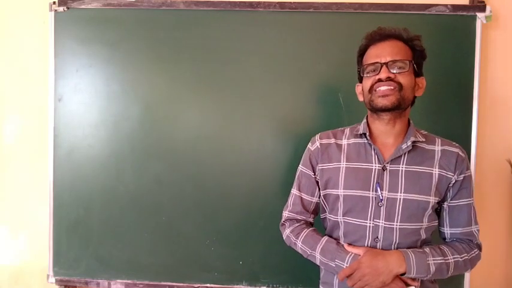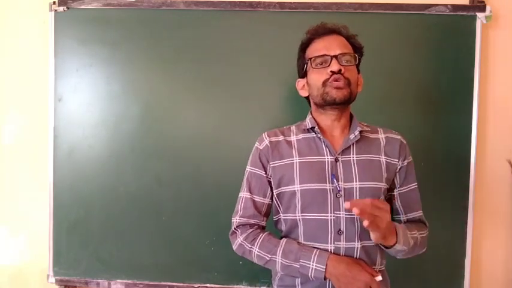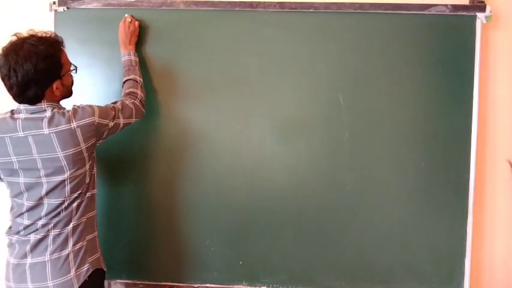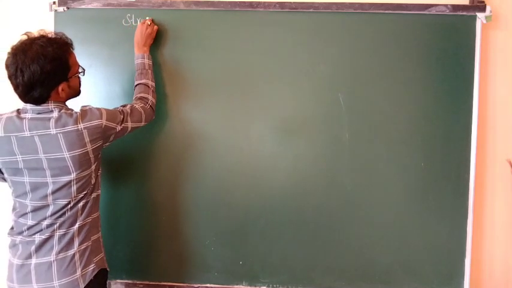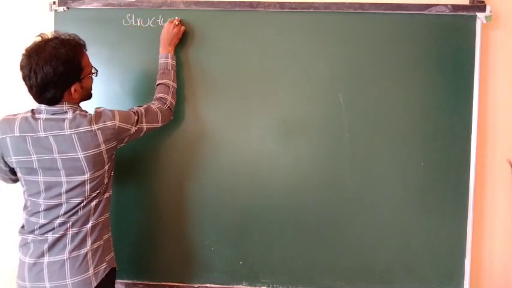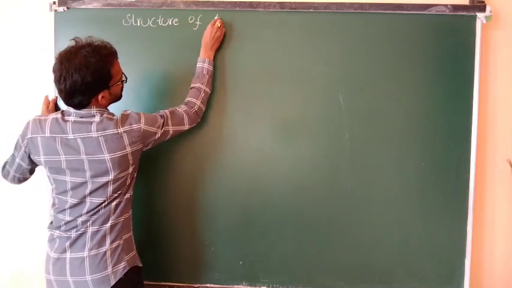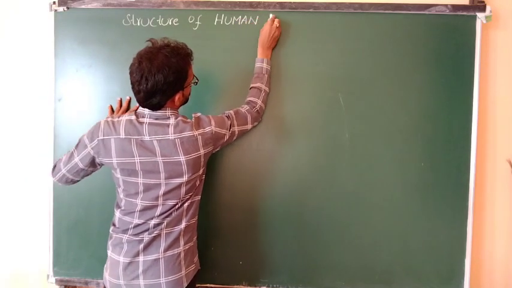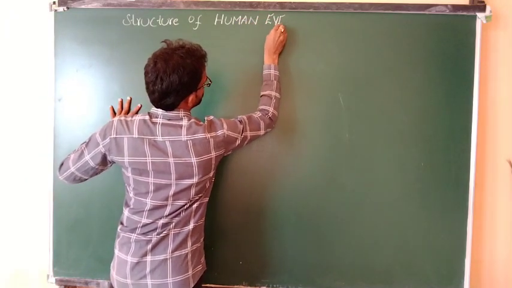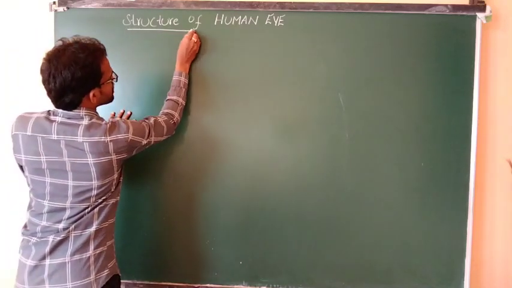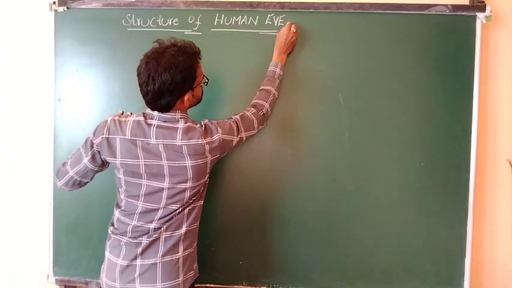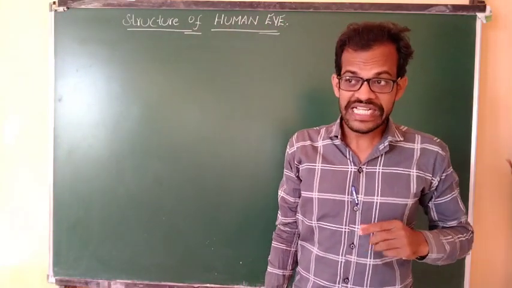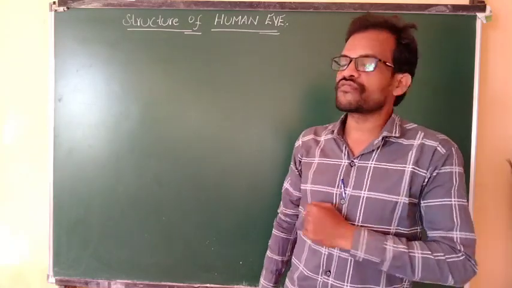Today we are going to discuss the structure of the human eye. In this chapter, the 2 sensory organs are given according to our textbook, in a detailed manner about the structure of the human eye.